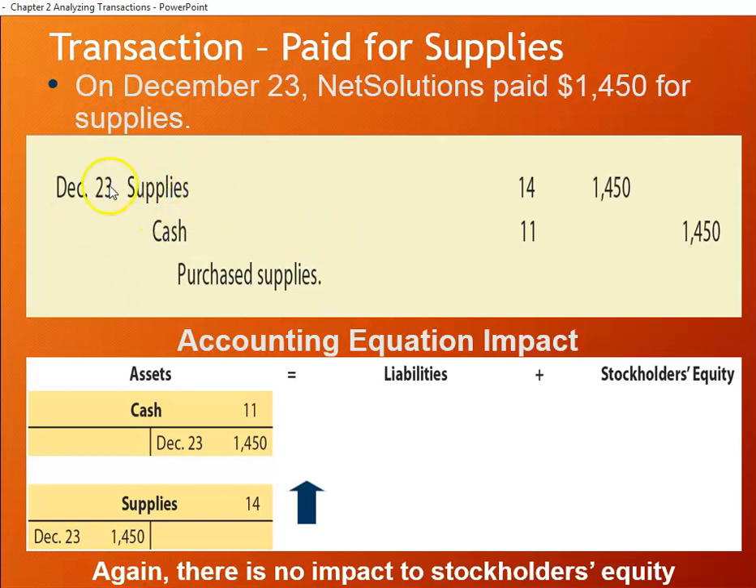So supplies is an asset, and we've increased that asset account with a debit for $1,450. Cash has gone out. We decreased that asset account by the same $1,450, and we have the exact same thing that we had on the previous slide, just using different accounts. One asset, cash, has gone down, but another asset, supplies, has gone up, so there is no impact on stockholders' equity.